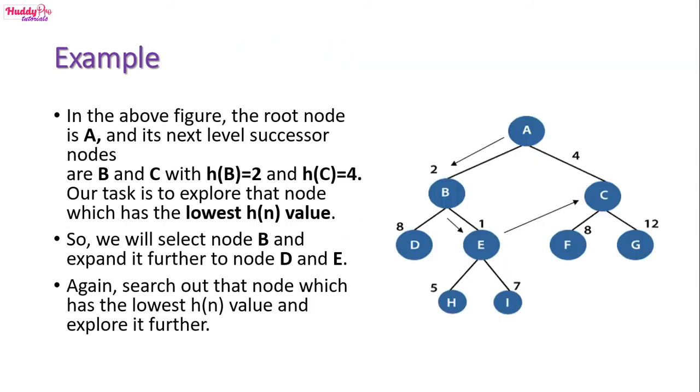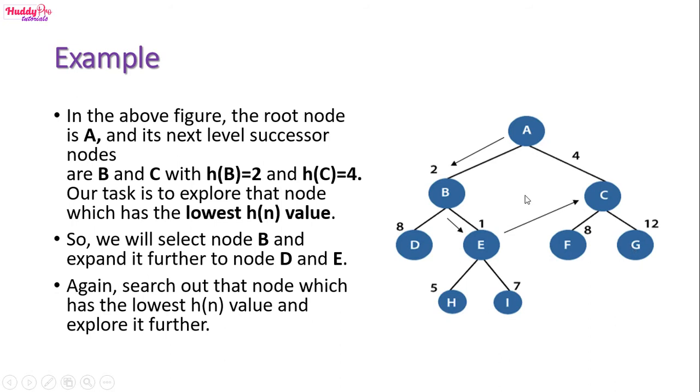Now in this example, we have this figure and our root node is A, and its next level successor nodes. Of course, you are seeing the successors of A. We have B and C. These nodes that are directly connected to A, below A, are called the successors. So if I could ask you the successors of C, the answers would be F and G.